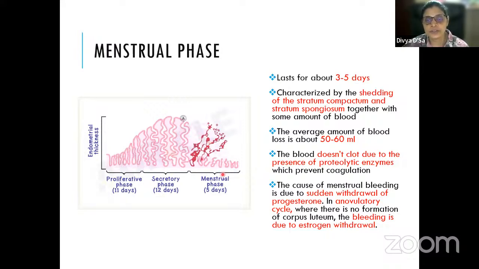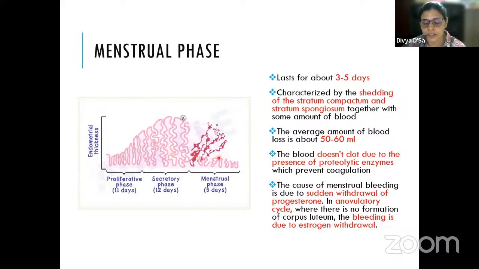So next is the menstrual phase. The menstrual phase lasts for about 3 to 5 days. It is characterized by the shedding of the stratum compactum and stratum spongiosum of the endometrium, which we call the deciduana. These two layers are shed along with a small amount of blood. The average amount of blood loss is about 50 to 60 ml. So that is normal.